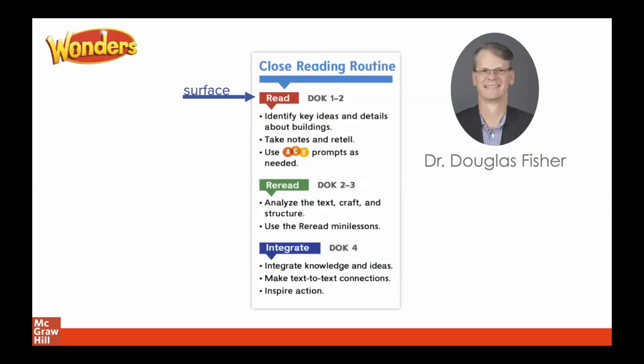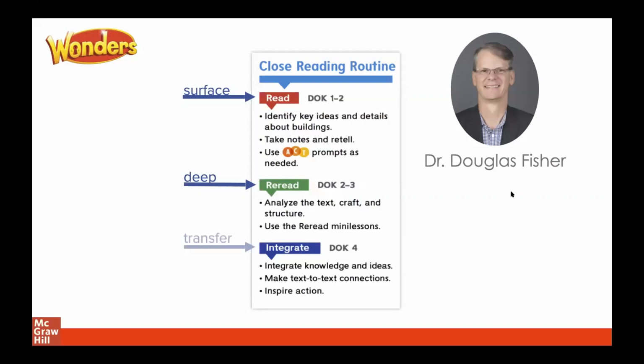Once students have an idea about what the text is about, we're now going to be going back and focusing on specific sections of the text for reread lessons, where we're going to be analyzing the text craft and structure of the text. And this is going to be a much deeper look at specific portions of the text. Oftentimes, whenever we see reread, we think that students are going to be rereading the entire selection. And for this specific purpose of instruction, we are actually going to spotlight certain sections of text to highlight that instruction. The final step in this close reading routine is to integrate.